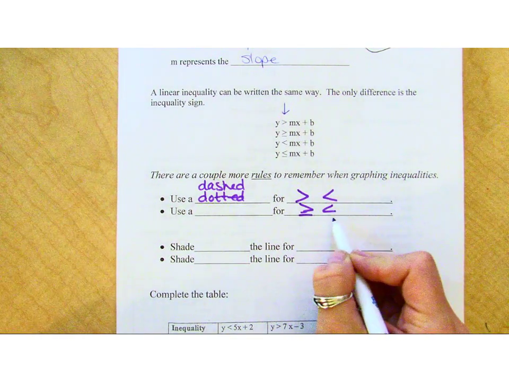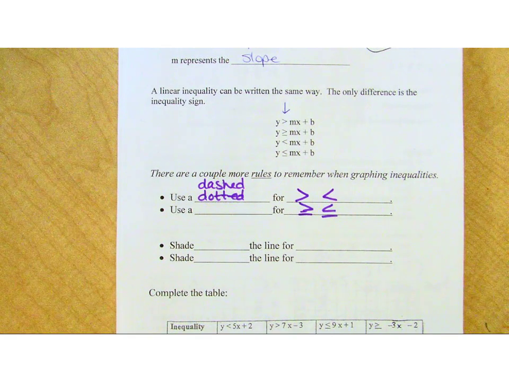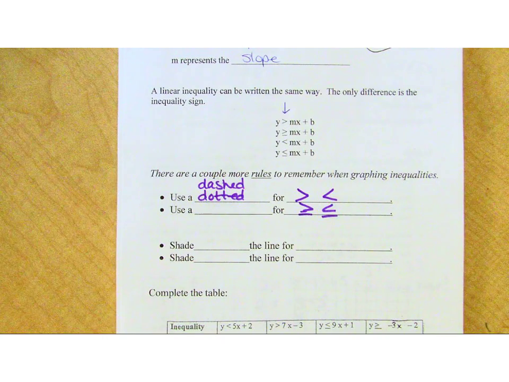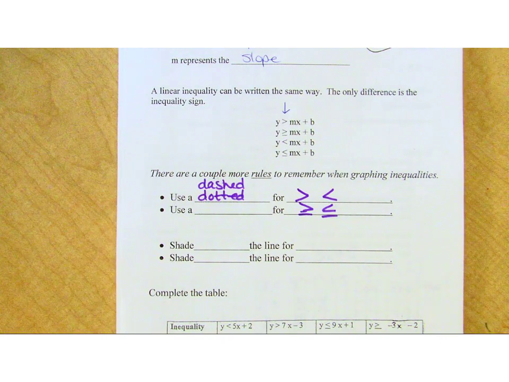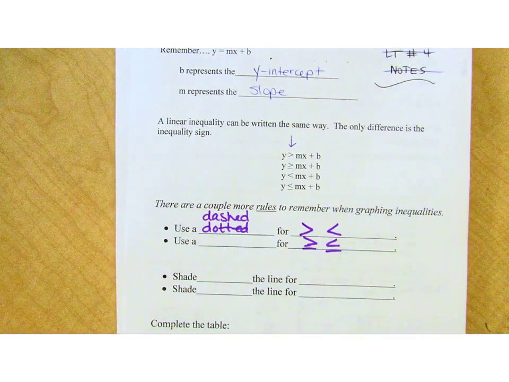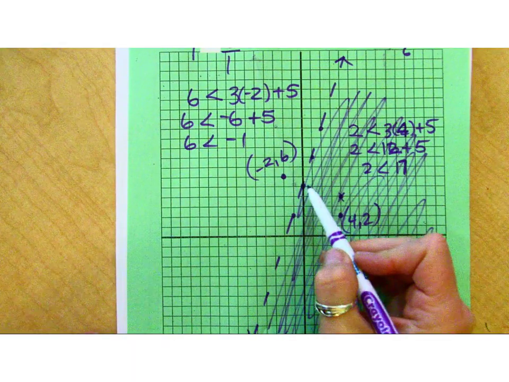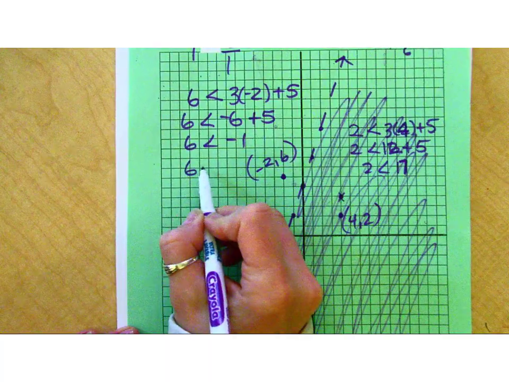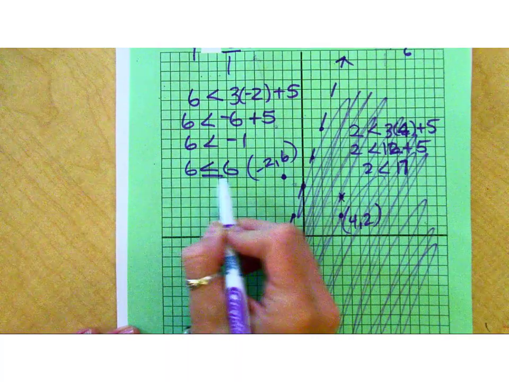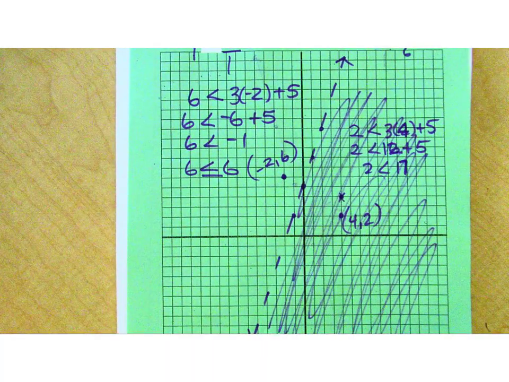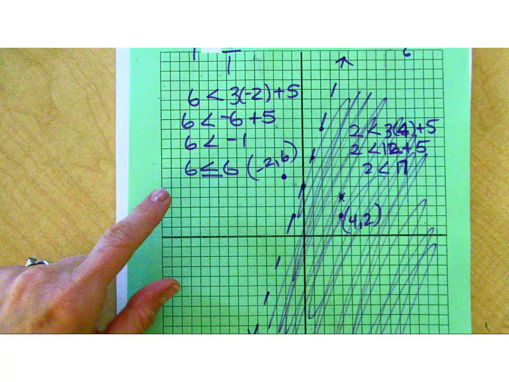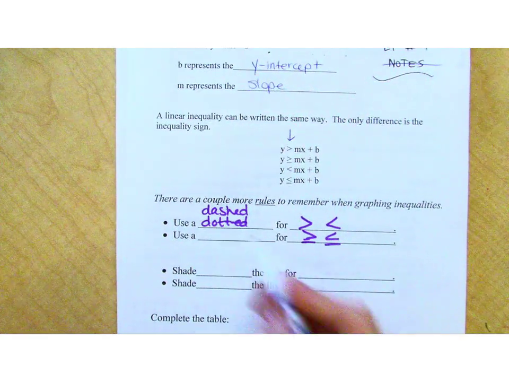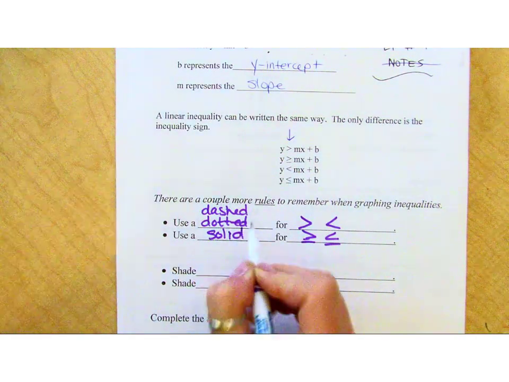Let's discover that. Let's go back to this for a second. If I plugged in a point that was right on the line, and I figured that out, and I got 6 is less than or equal to 6, would that be true? Yeah. So if there's a line underneath it, the point can be on the line, which means I will use a solid line. Okay. So that's the first new thing.